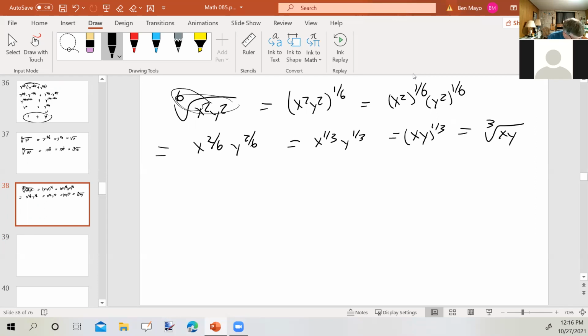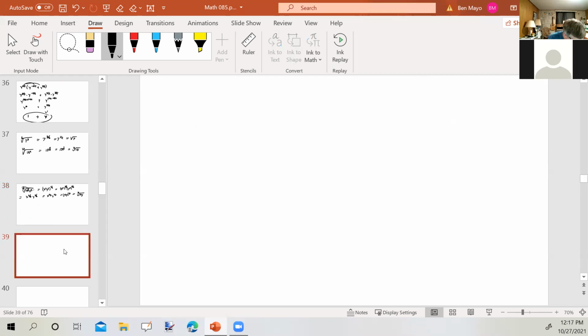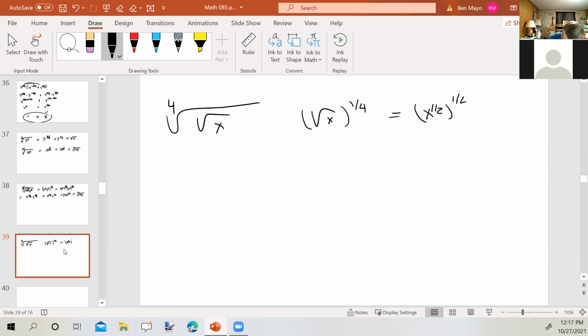Let's see here. How about this one? The 4th root of the square root of x. It says, use rational exponents to simplify each radical. All variables represent positive real numbers. So this would be the square root of x to the 1/4 power, which would be x to the 1/2 to the 1/4 power, which would be x to the 1/8 power, which would be the 8th root of x. Any questions there?